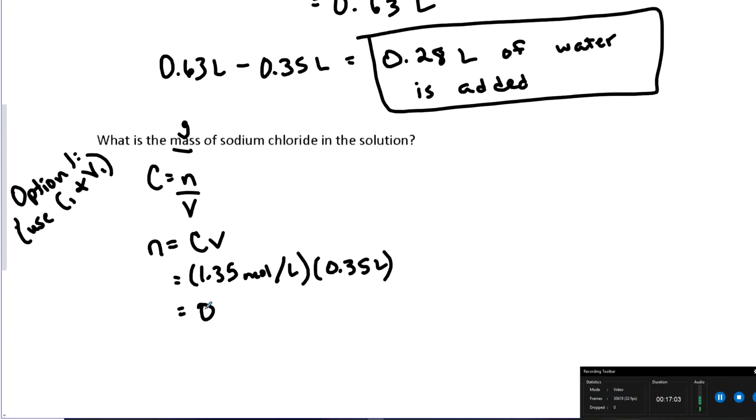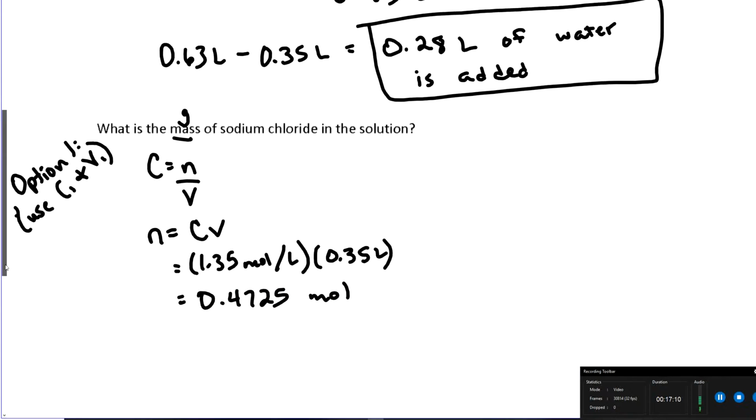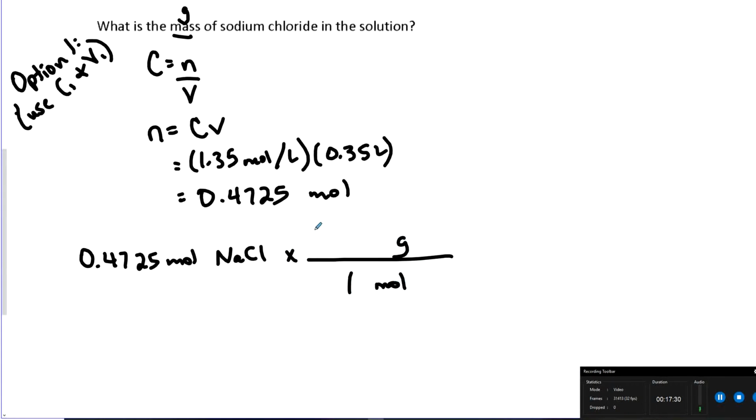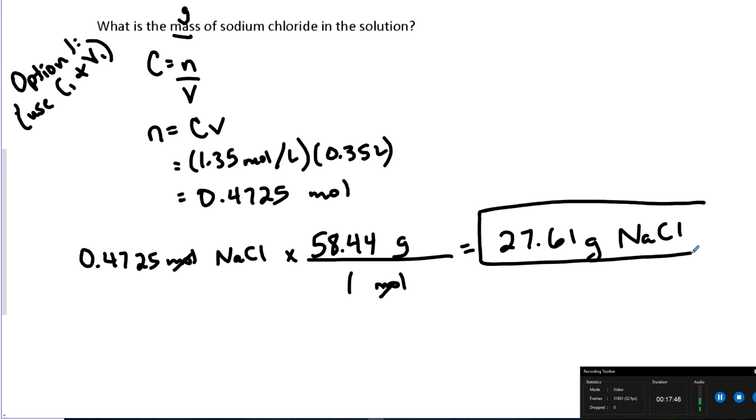When I multiply, I get 0.4725 moles. I'm keeping lots of decimals here because this isn't going to be my final answer. I'm looking for an answer in grams. So I'm going to take that 0.4725 moles of NaCl and convert to grams. The molar mass of sodium chloride is 58.44. That's just sodium's mass plus chlorine's mass. And that works out to 27.61 grams. So there's 27.61 grams of sodium chloride dissolved in that solution.